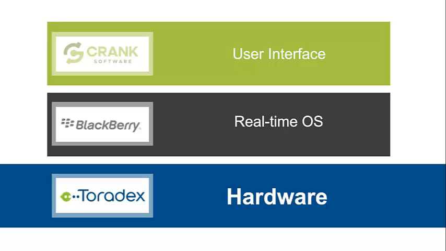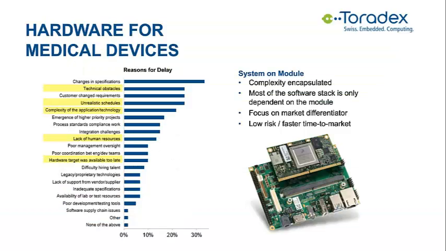Thanks a lot. So from Chris, we learned how important it is to select hardware and software together. Today, we show you how BlackBerry, Crank, and Toradex work together to simplify the development of great user experiences for critical medical devices. I will start with covering the hardware. We will look a little closer at the findings we saw before and talk about possible solutions.